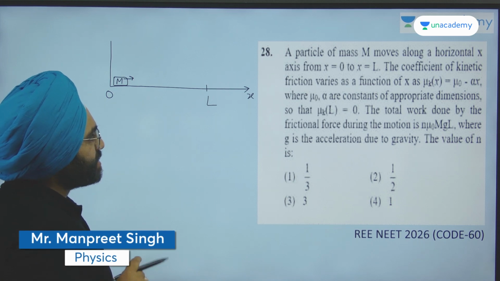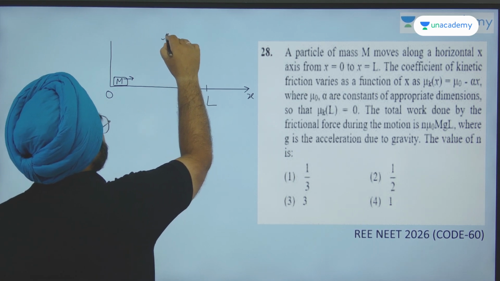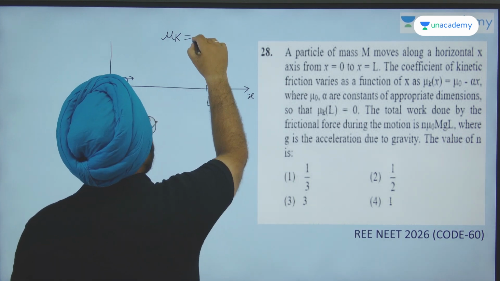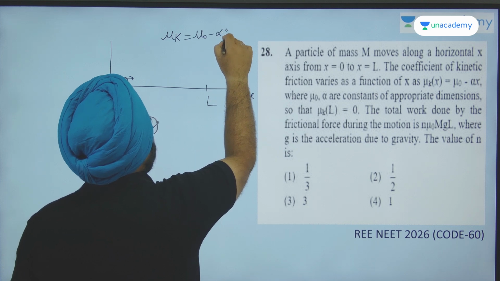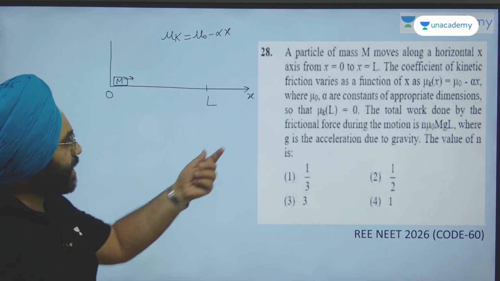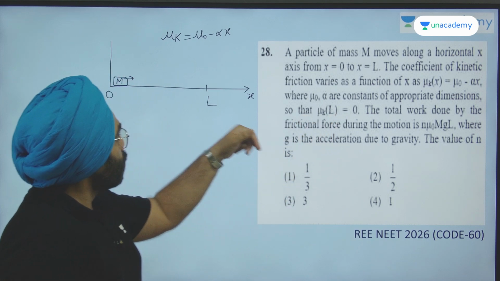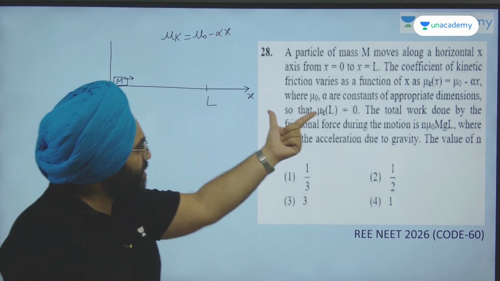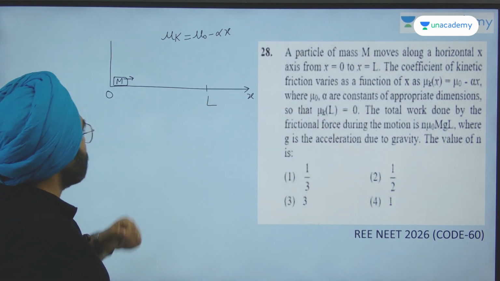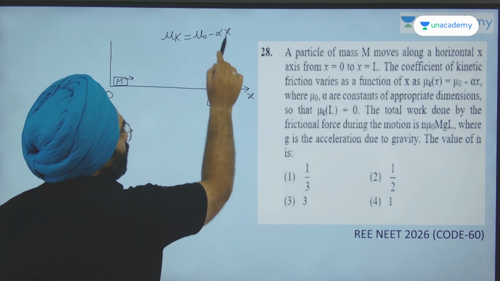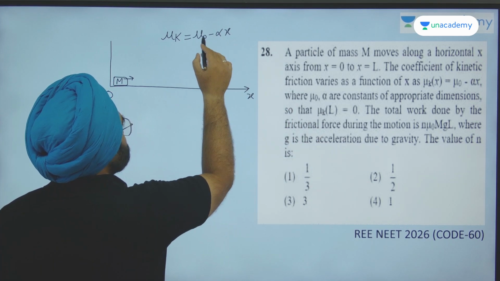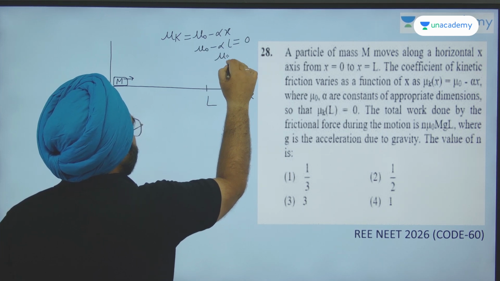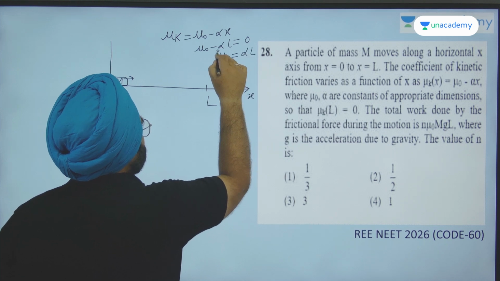Okay. Now in this case, the coefficient of kinetic friction is given as a function of x. x means the x coordinate. It is given as mu naught minus alpha x. Now they are saying mu naught and alpha are constants such that if I put x equal to L here, it will become 0. So first we will check this condition. It means if I put the value of x as L, then the entire expression becomes 0. So we can solve mu naught minus alpha L equal to 0. So one condition we are getting: mu naught is equal to alpha L. We will use it. That's why it is given.